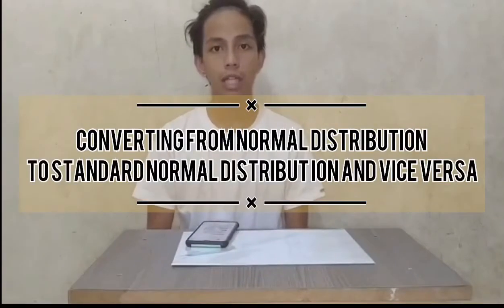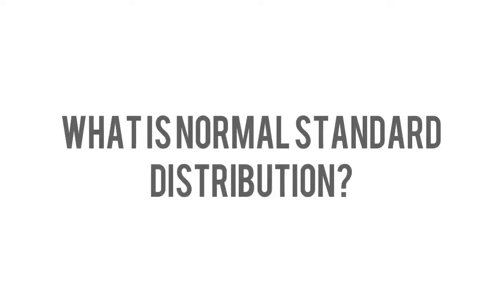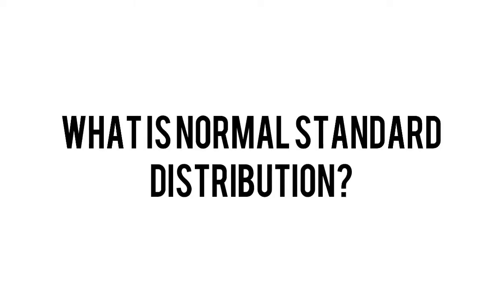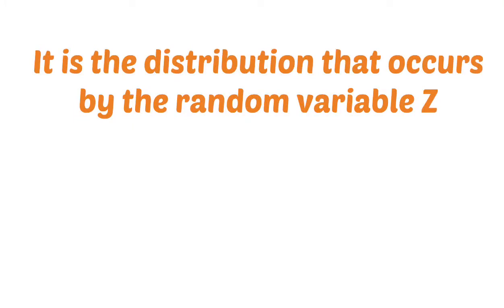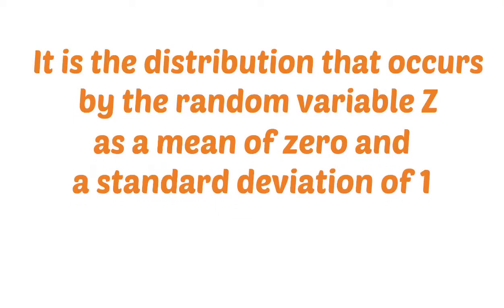Now we will talk about converting normal to standard normal distribution and vice versa. So what is standard normal distribution? The standard normal distribution is a special case of the normal distribution. It is the distribution that occurs when the random variable z has a mean of 0 and a standard deviation of 1.